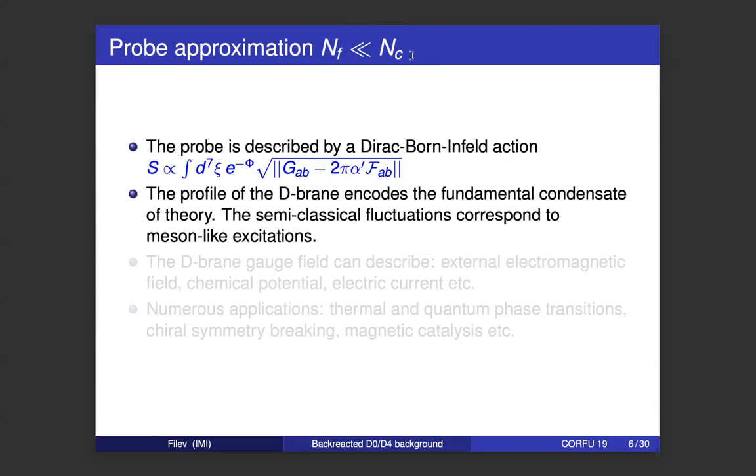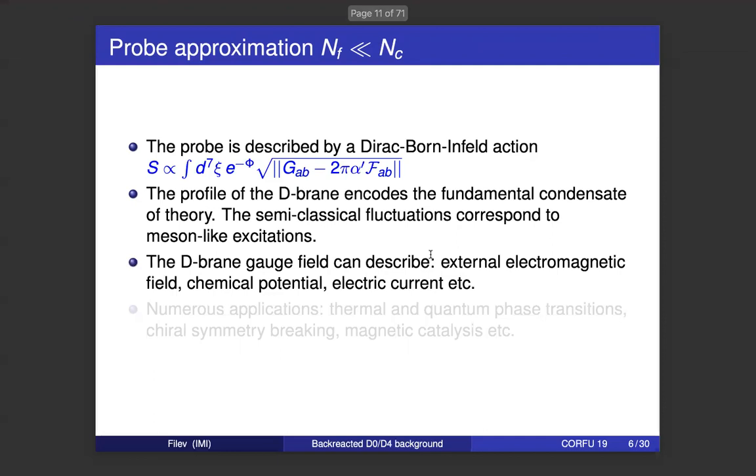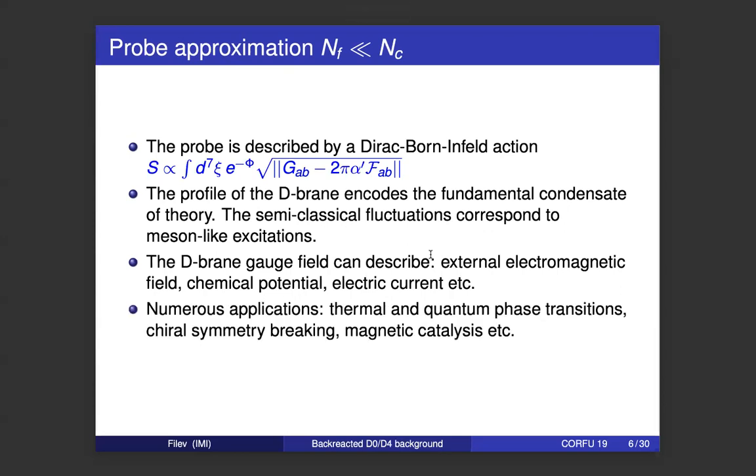The way the correspondence works is that the shape of the D7 branes, when you solve the Dirac-Born-Infeld action, gives you some minimal surfaces, in some sense, a bit more complicated than that. They describe this dual system. And the gauge fields that live on the D7 brane, you could use them to excite different external fields in the dual theory, like magnetic field, electric field, chemical potential, etc. And this has been studied a lot.